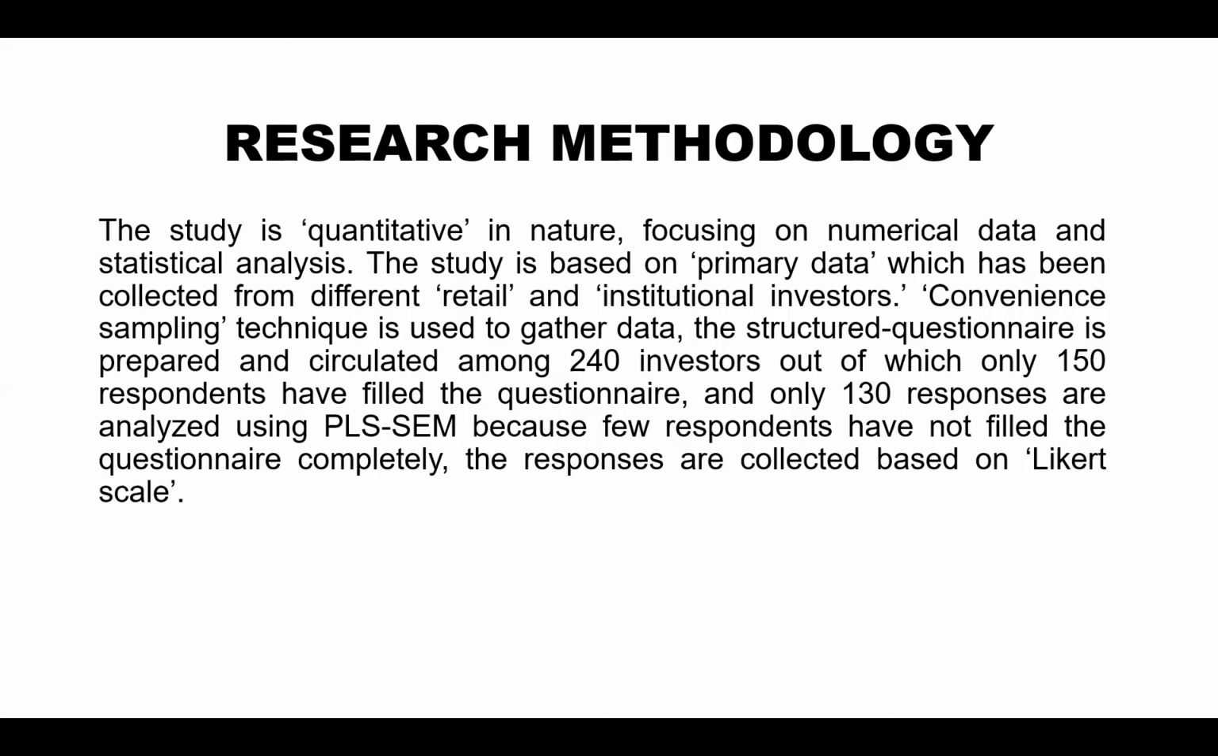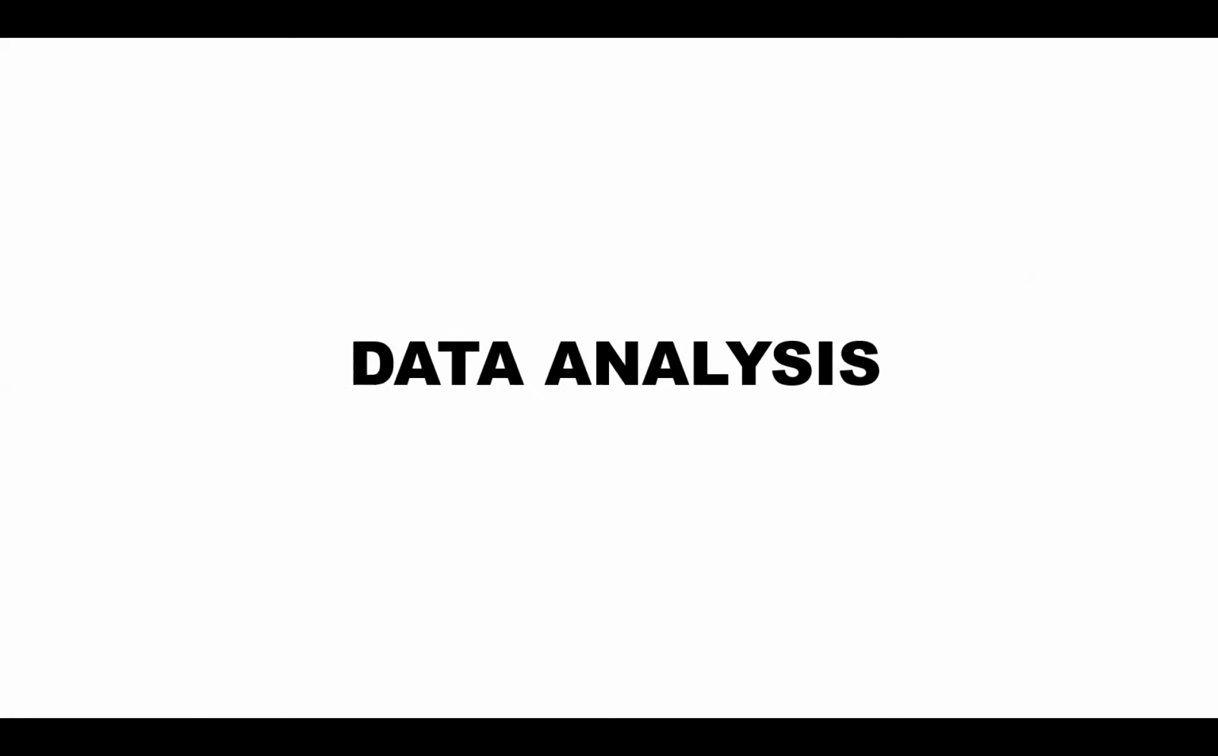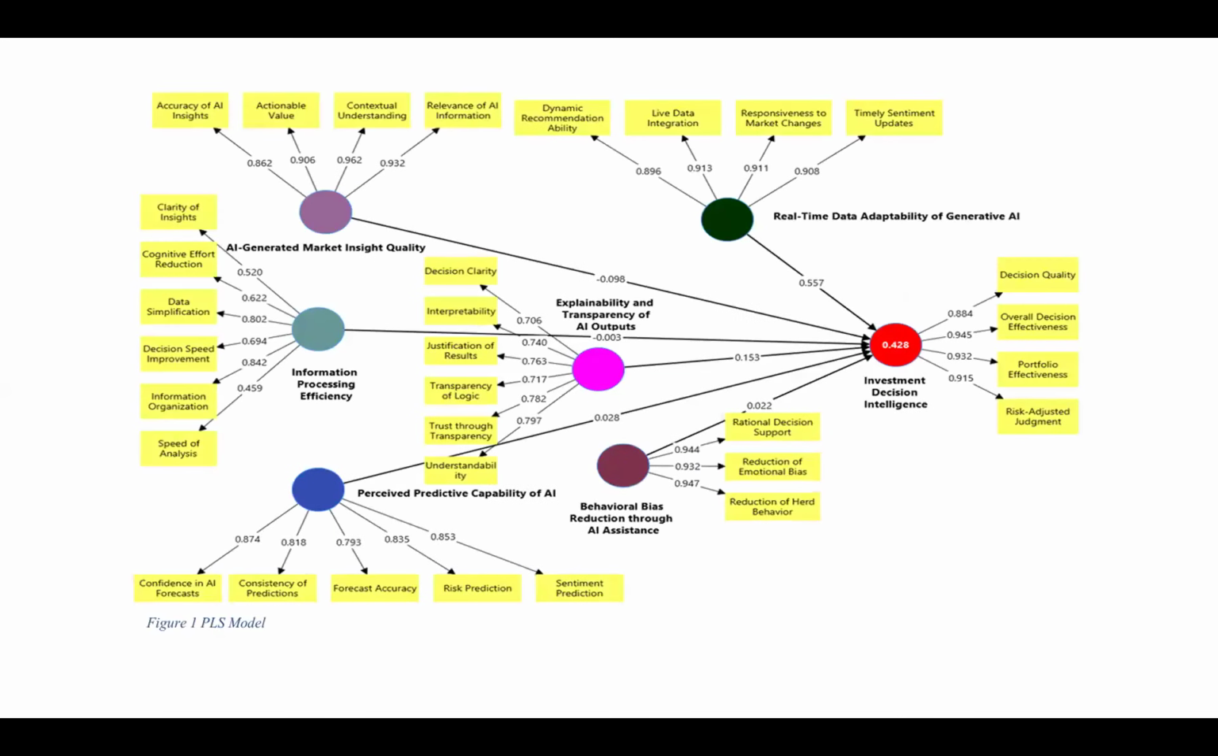These responses are collected on a Likert scale. So here is the data analysis. This is the PLS model, and on the left-hand side, there are 6 different independent variables, and on the right-hand side there is one dependent variable.